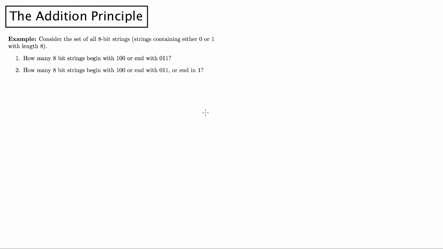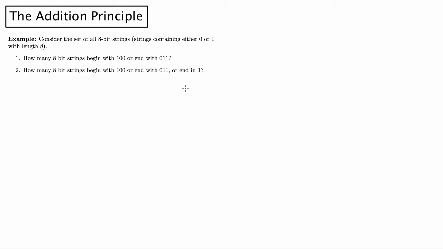So I want to look at two different questions just to highlight the differences between these two problems, and that is I want to look at how many 8-bit strings begin with 100 or end with 011. And then all I want to do is add one more possible thing to consider, or just ending in 1 for option number 2.